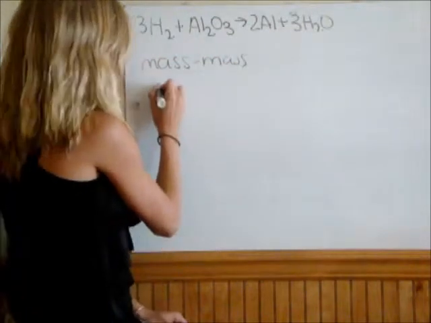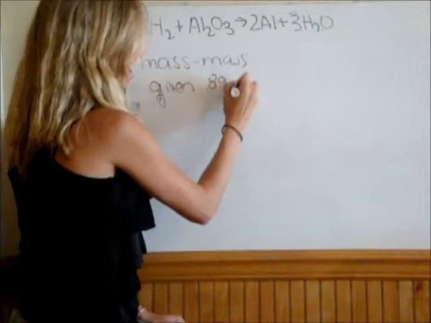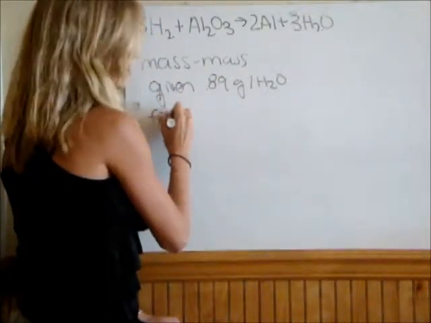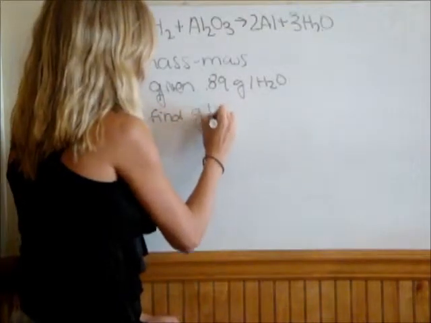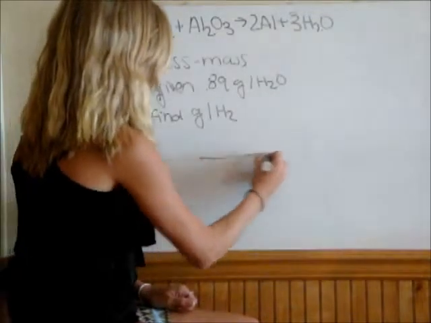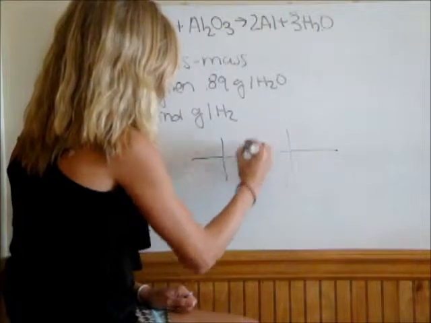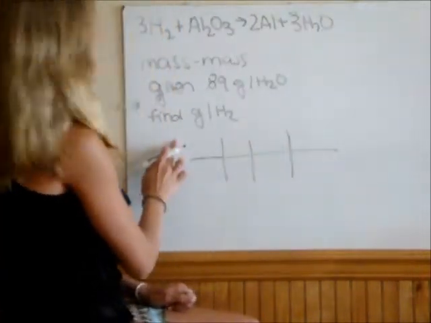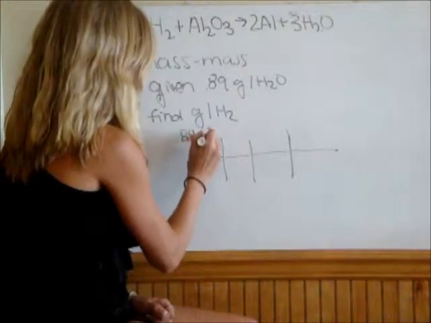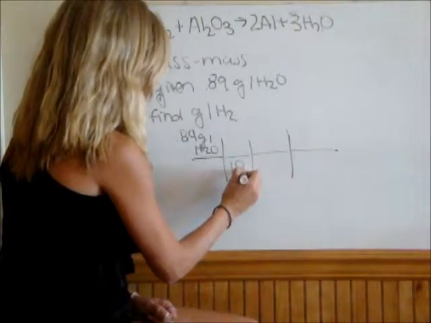For this one, we're going to be given 0.89 grams of H2O, and we're going to find the grams of H2, hydrogen. So now we're going to make our chart again. This one having 4 columns. Now up top will be our given grams of X, which is 0.89 grams of H2O, which is 18 grams.